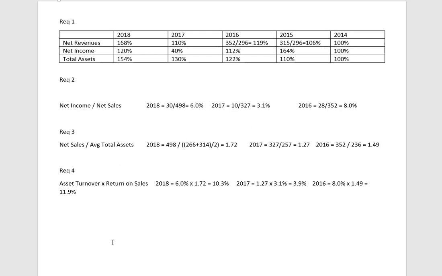In requirement 6, they say, what about the return on assets for 2018? How do you compare that against an 18% industry benchmark? Well, again, it doesn't look good compared to an 18% industry benchmark. You go from 11.9% to 3.9% to 10.3%, which is still well below the industry benchmark.